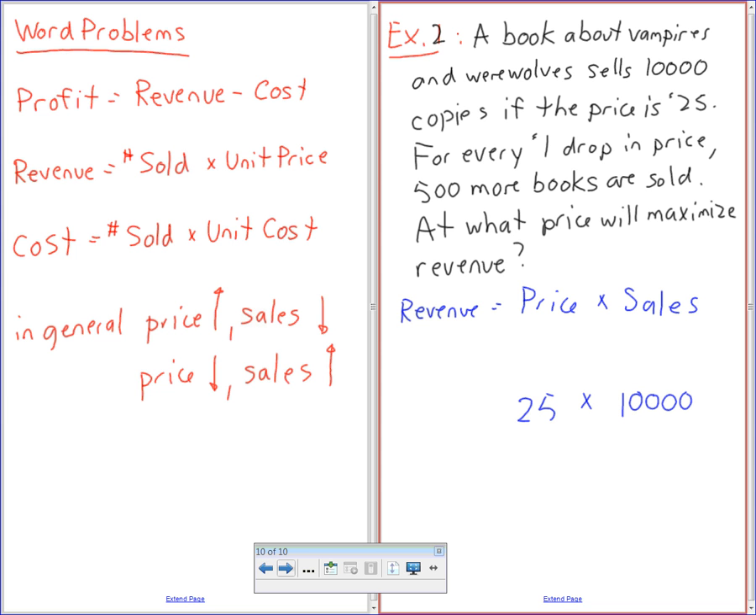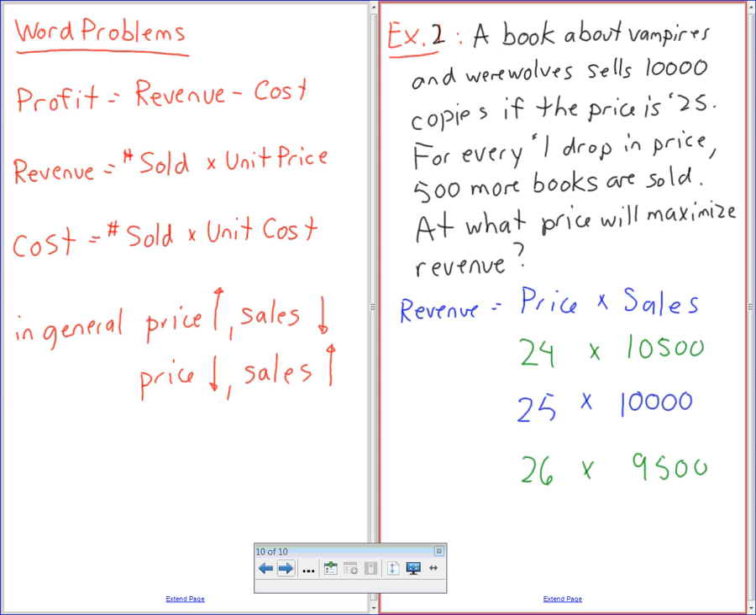If you're still struggling, please try and focus for one second. If the price drops to $24, what's going to happen to my sales? Right. So if the price drops to 24, I'm going to sell 10,500 books. If I go the other way and raise the price to $26, how many books will I sell? Good. Yeah, 9,500.